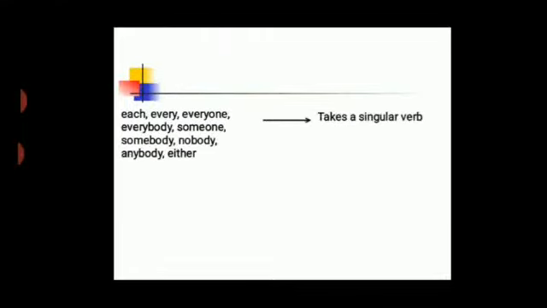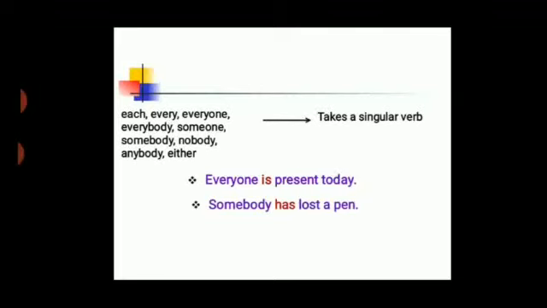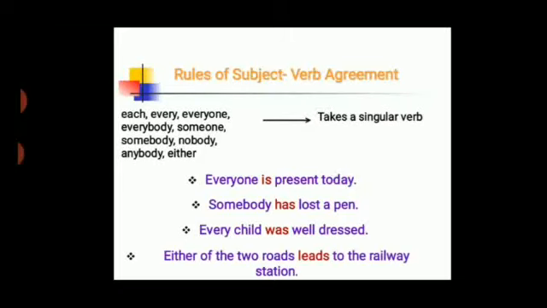Each, every, everyone, everybody, someone, somebody, nobody, anybody, either: they take a singular verb. For example, everyone is present today. Somebody has lost a pen. Every child was well dressed. Either of the two roads leads to the railway station.